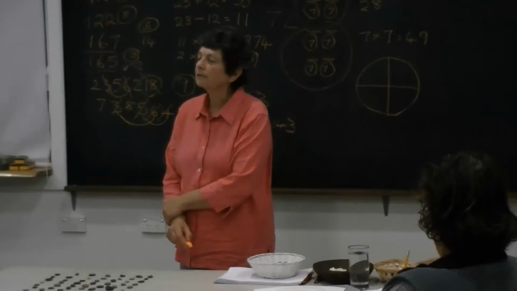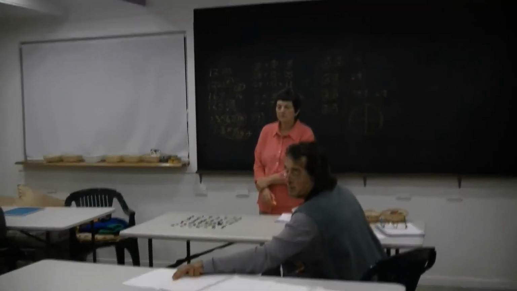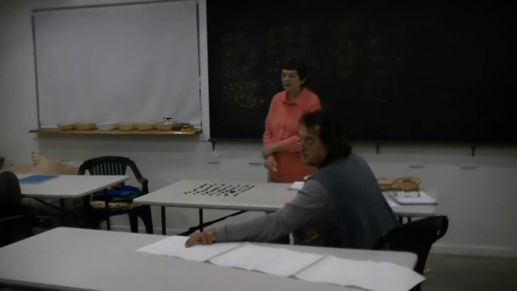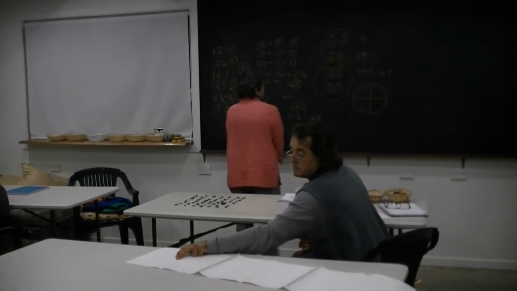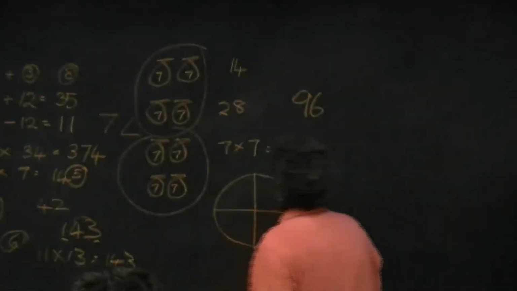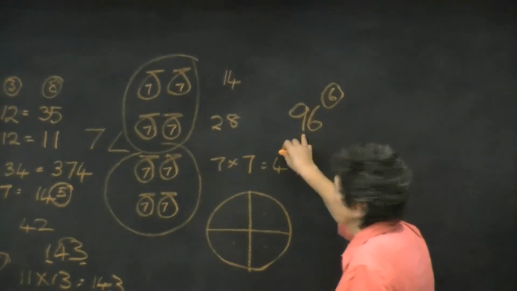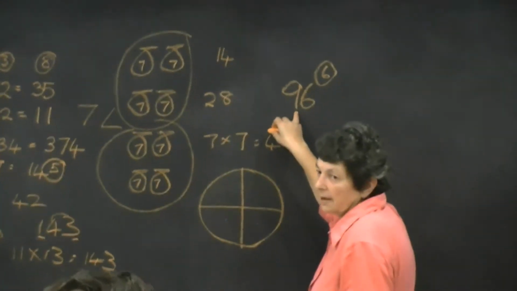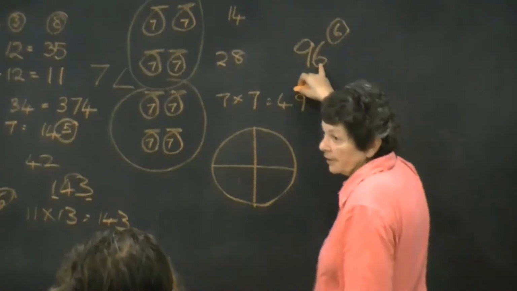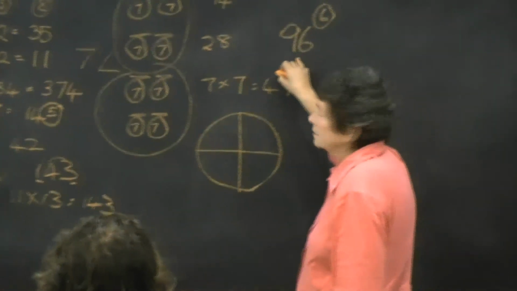So, give me a number in the 12s. 36. A bigger one. 96. Okay, 96. What's its digit sum? 15. We can throw out the 9, which will be 6, and it's an even number, so we're looking good. Now let's halve it.